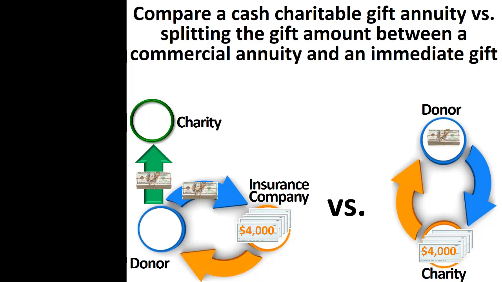For a donor who wishes to benefit a charity that does not offer a charitable gift annuity, a similar transaction would be to use part of the money to purchase a commercial immediate annuity from an insurance company and then simply donate the remaining amount to the charity. This accomplishes roughly the same goals as a charitable gift annuity. However, there are two tax disadvantages that make this substitute transaction less advantageous.